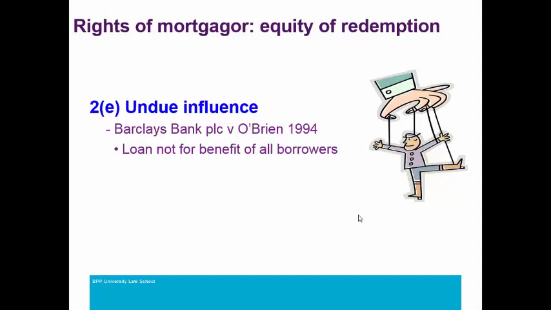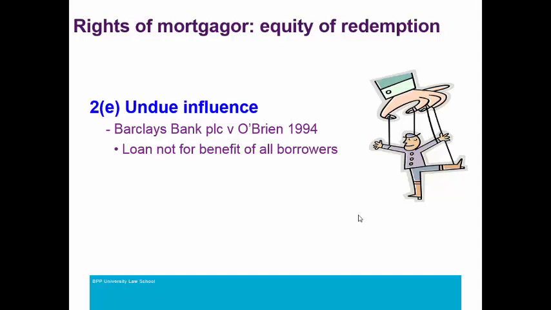When Mrs. O'Brien nipped into the bank, the official just got her to sign the mortgage. He didn't explain the effect of it. He didn't tell her about the lender's rights. He didn't tell her to take legal advice before she signed it.